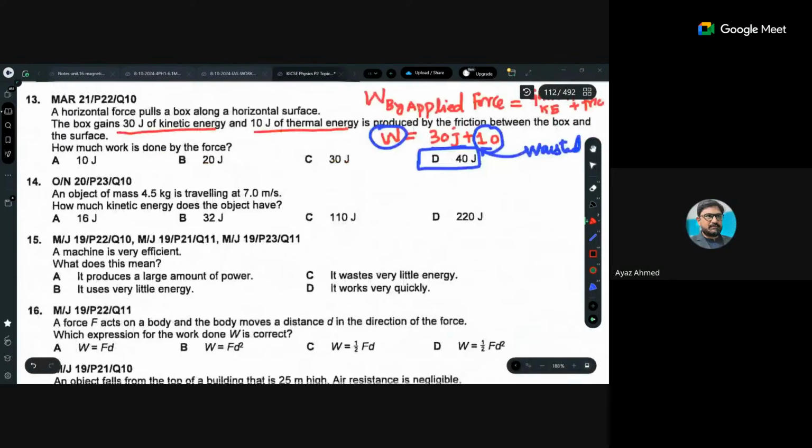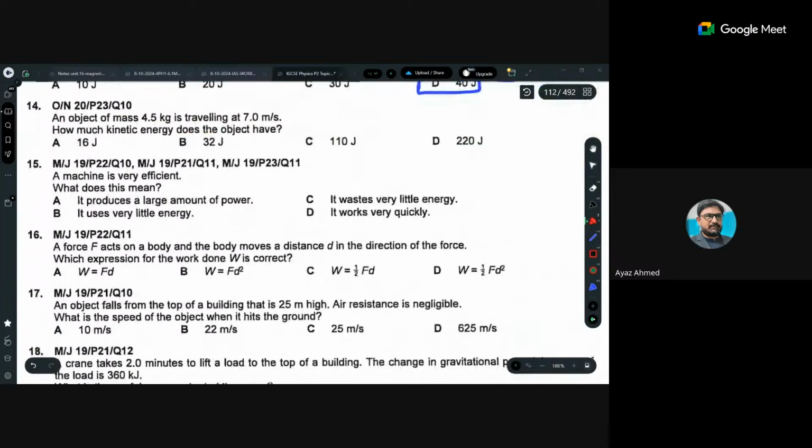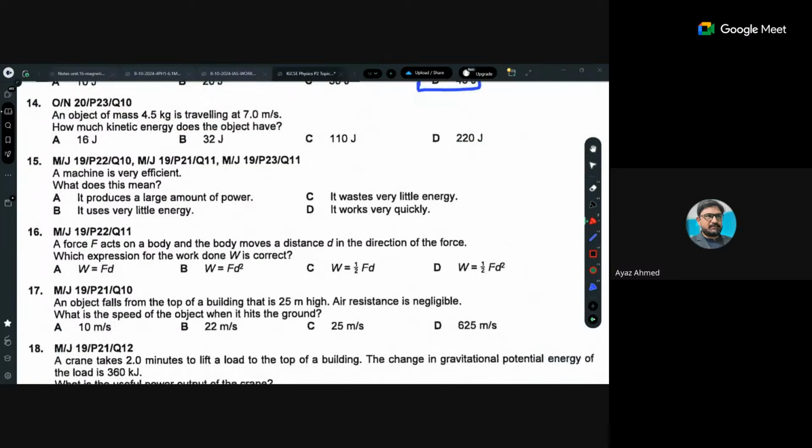The next question, question number 14. On this page, all of the questions are equation based and numerical questions. An object of mass 4.5 kg is traveling at a speed of 7 meter per second. How much kinetic energy does that object have? So how will you solve that? It will be 1 by 2 mv square. Do you have a calculator? Yes, sir.